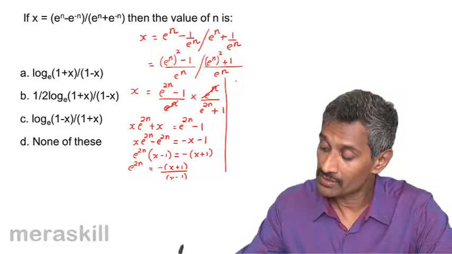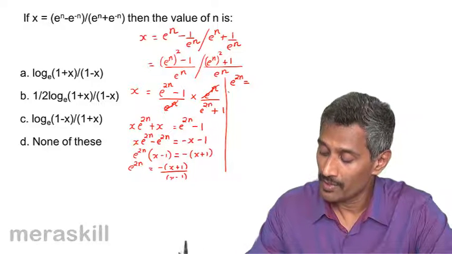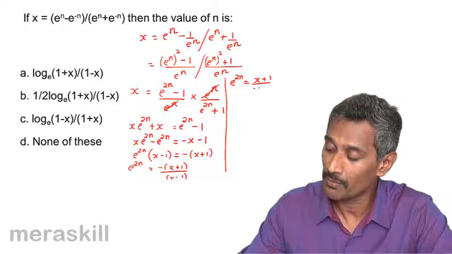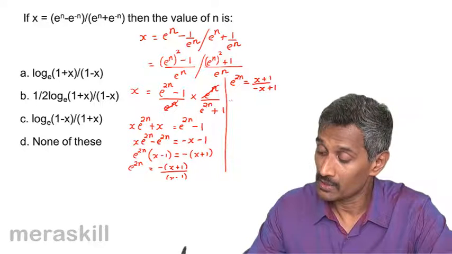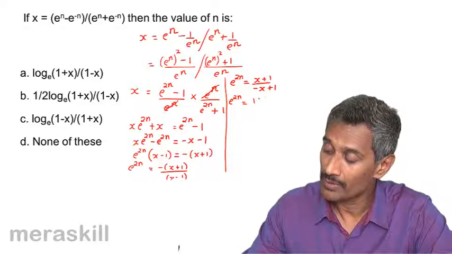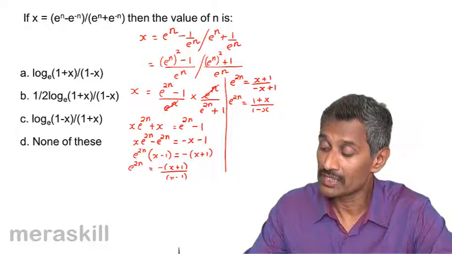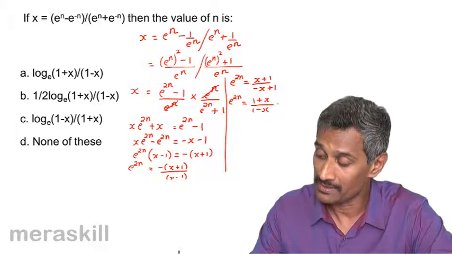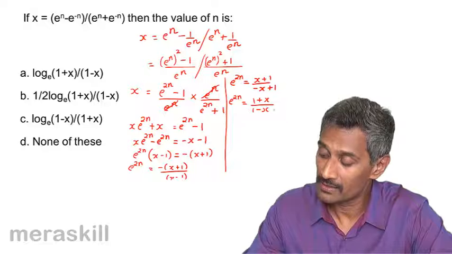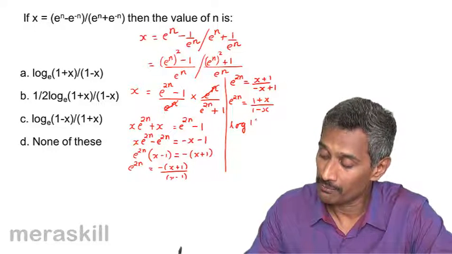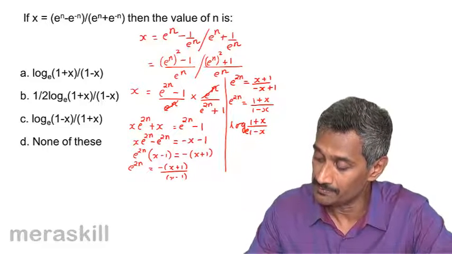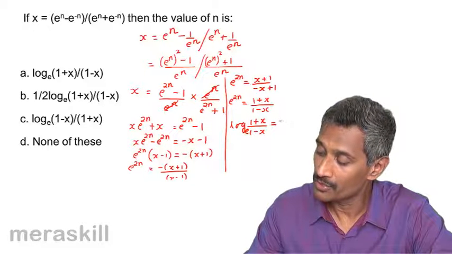Now this hence becomes e raised to 2n. Now we can take the minus as a common factor in the denominator and you get x plus 1 upon minus x plus 1. In other words, e raised to 2n is equal to 1 plus x upon 1 minus x. So this is the exponential form. E raised to the base raised to some index is this. So that means log of this thing, that is log of 1 plus x upon 1 minus x to the base e, is going to be 2n.